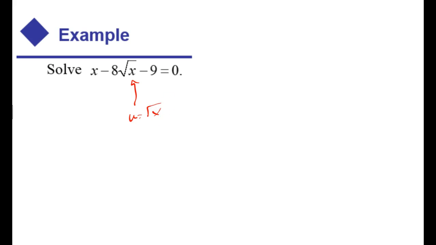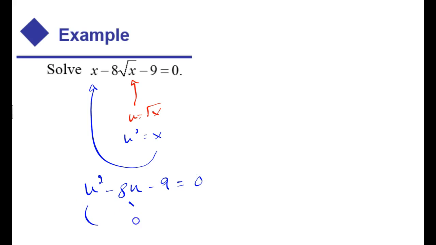the square root of x. How do you know if that works? Well, I'll just square both sides and see if I get this term, which I did. So now I've got a nice definition. u squared minus 8u minus 9 equals 0.